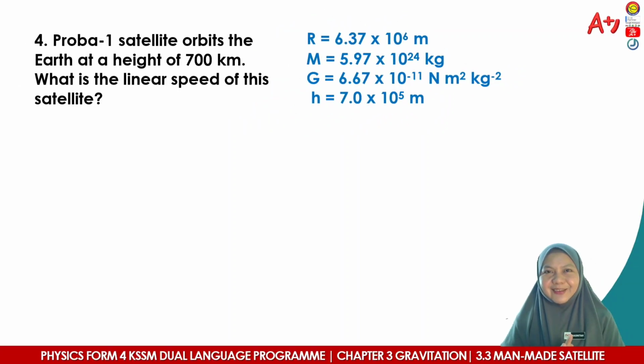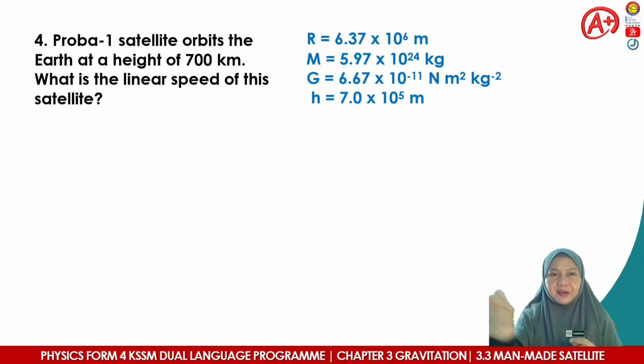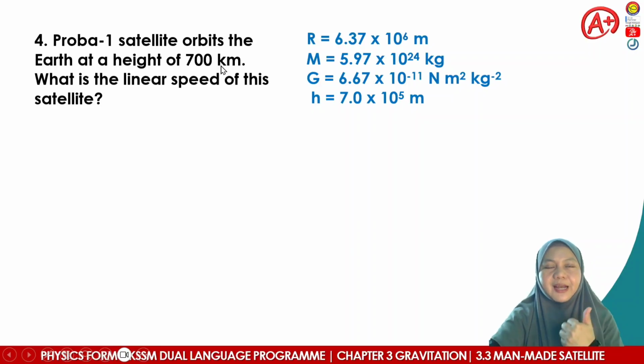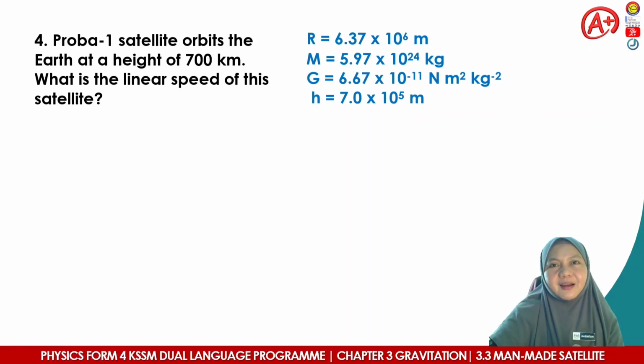Are you still doing good there? I hope so, because we are going to discuss question number 4. The Proba-1 satellite orbits the Earth at a height of 700 kilometer. So whenever you see this phrase, at a height of 700 kilometer, you should understand that to determine the radius of orbit, we have to find the sum of the Earth radius plus the height of the satellite from the Earth surface. Alright?